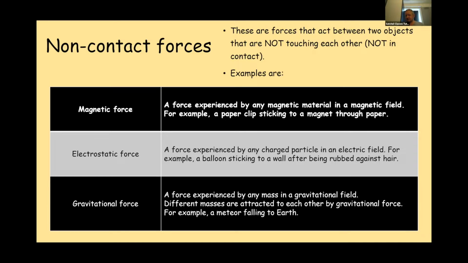Finally, gravitational force. This is a force experienced by any mass in a gravitational field. Different masses are attracted to each other by gravitational force. For example, a meteor falling to Earth. Earth has mass, so does the meteor. There's a gravitational force between them, and one falls towards the other.